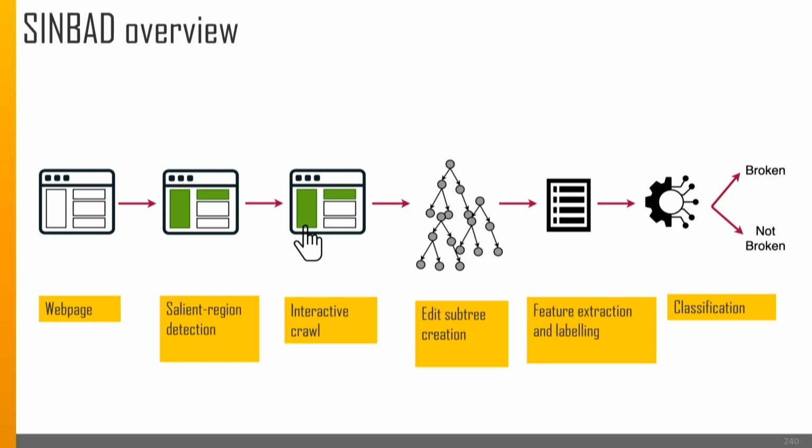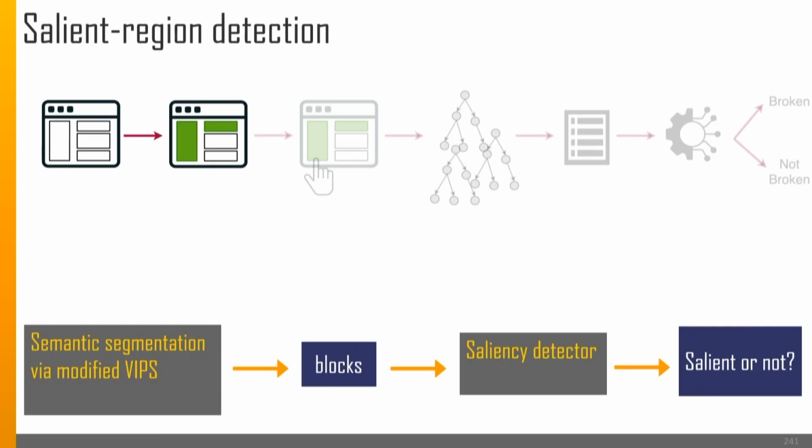So I'll talk about each of them in more detail. But basically, you have a web page that is fed into a salient region detector. And then we have an interactive crawl, which leads to a bunch of subtrees. And then we use those subtrees to feed into a classifier that can detect a page as broken or not broken. And I know that there are a lot of elements on this picture, so I'll describe each of them in a little more detail.